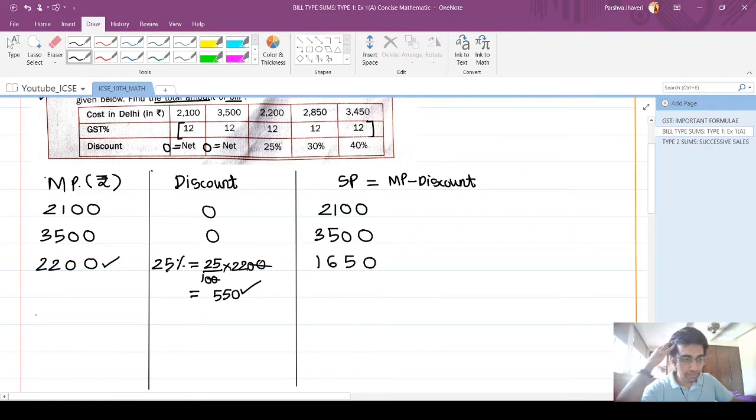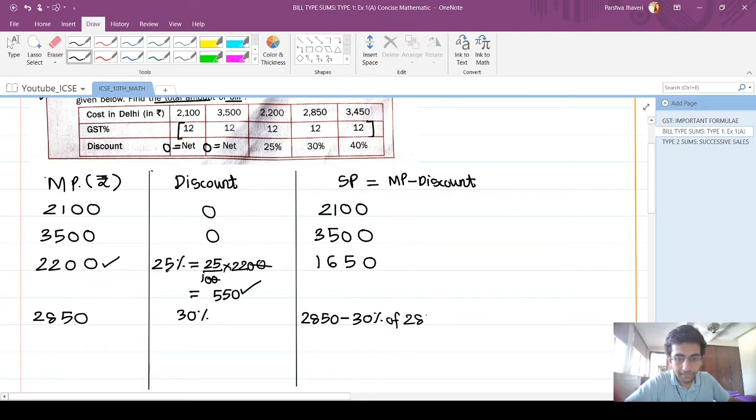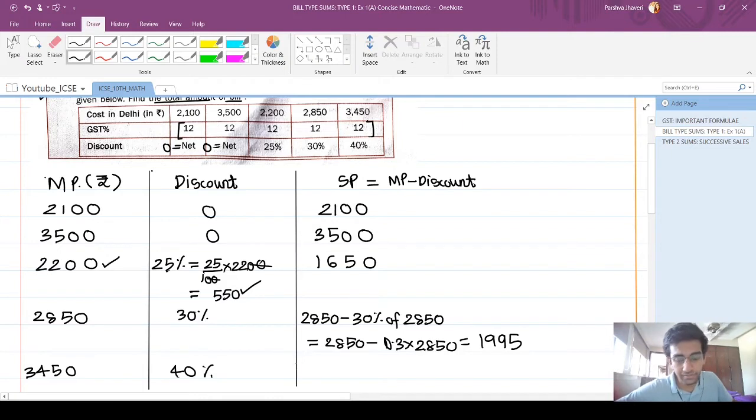Similarly, for our next product, 2850, you get a 30% discount. Remember, our SP will be 2850 minus 30% of 2850. Our last product is marked at 3450. They're giving a 40% discount. I don't know why, they're very happy. So our selling price will be nothing but 3450 minus 40% into 3450.